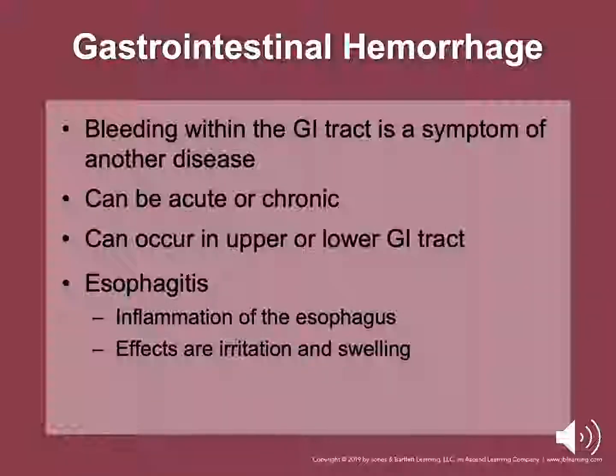Bleeding within the GI tract is a symptom of another disease. It can be acute or chronic. All complaints of bleeding should be considered serious. It can occur in the upper or lower GI tract. In the esophagus, bleeding conditions might stem from esophagitis, esophageal varices, or a Mallory-Weiss tear. Hematemesis is frequently seen in patients with upper GI bleeding. Common causes of bleeding in the lower GI tract include bowel inflammation, diverticulitis, cancer, and hemorrhoids.